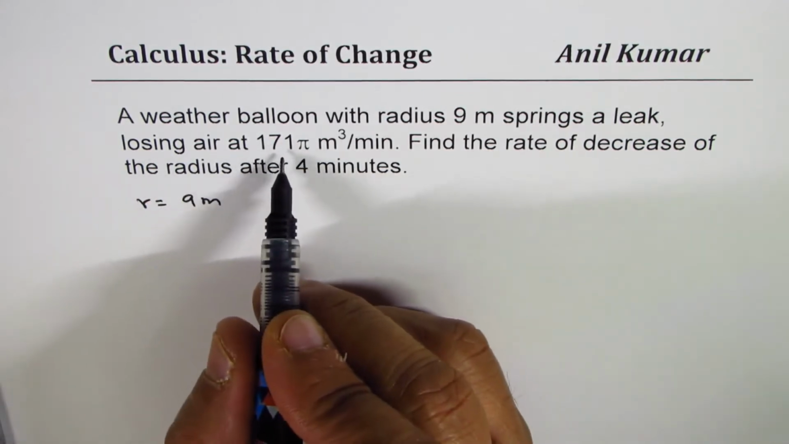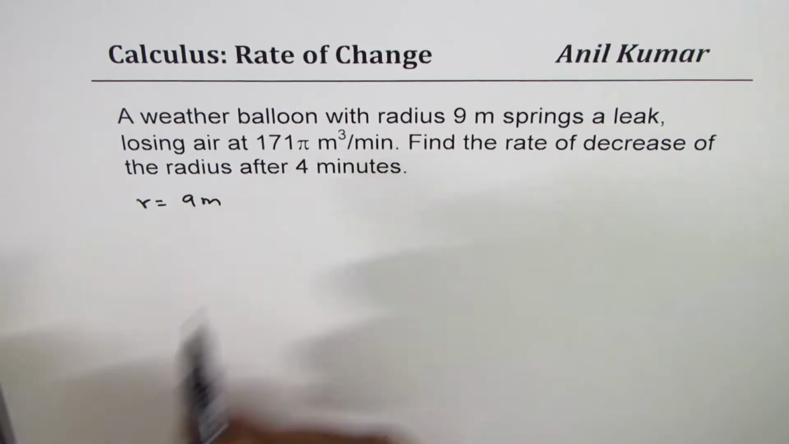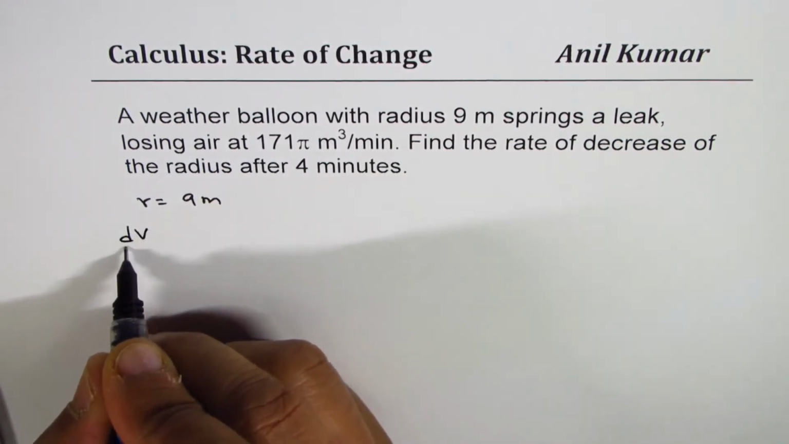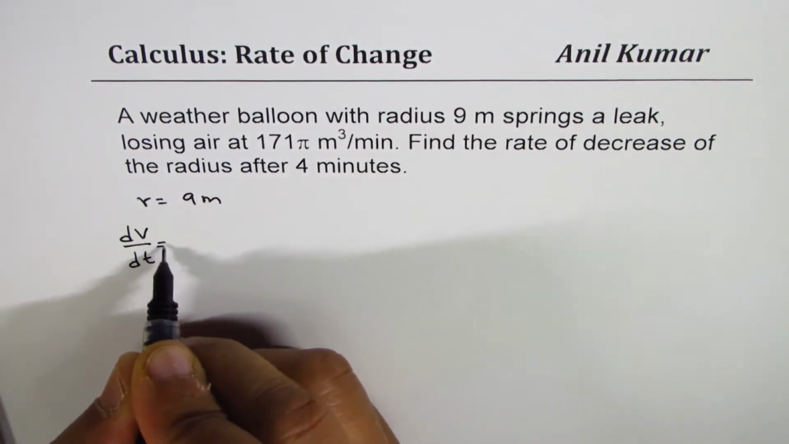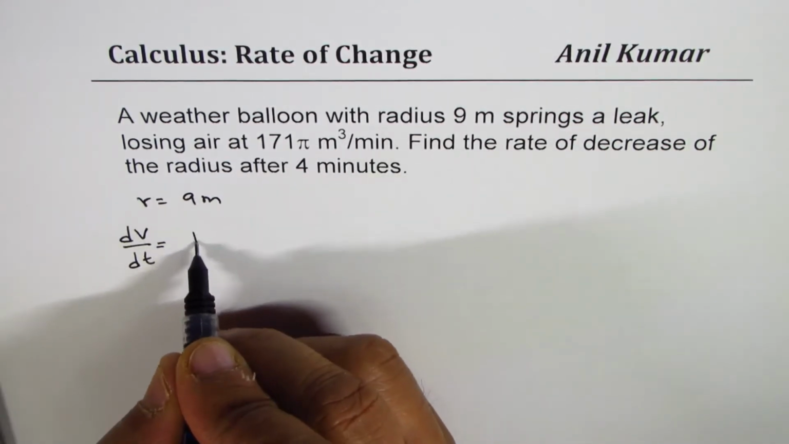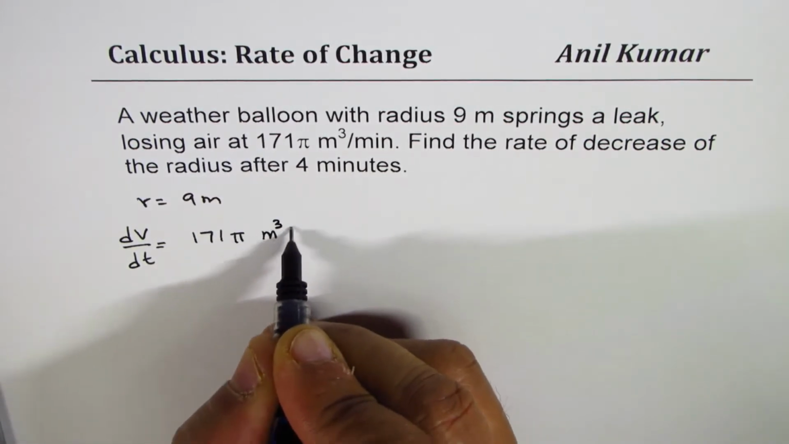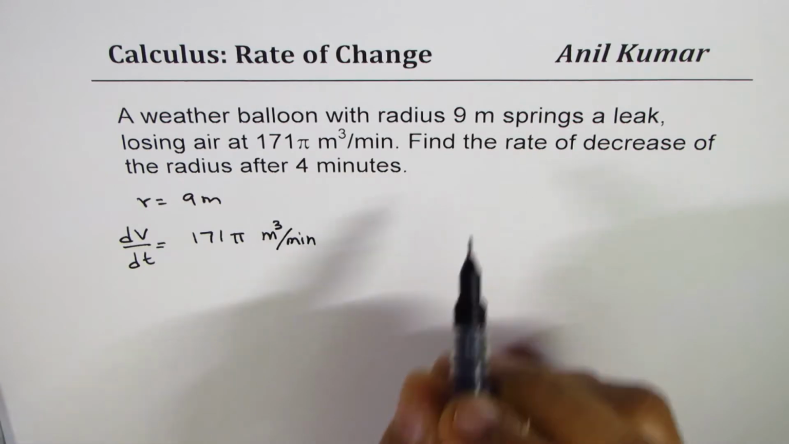Losing air at units are meter cube per minute. That means volume, right? So write dV dt. Sometimes it becomes difficult to figure out. You can go with the units. So volume meter cube. So we just write volume 171 pi meter cube per minute. Does it make sense to you?